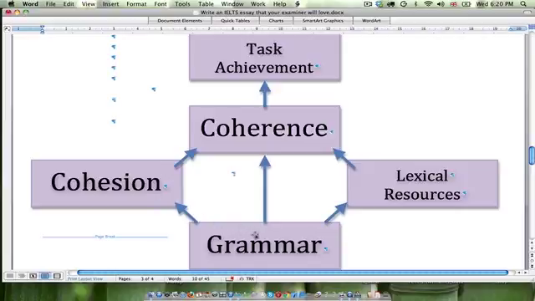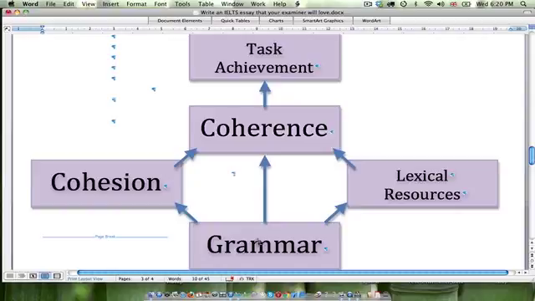Now, grammar also directly affects coherence. So students that are weak in grammar, often their sentences will be difficult to understand. The examiner will have to read them 2 times, 3 times to pull out the meaning. Sometimes they can't pull out the meaning at all. So grammar affects coherence directly. So we have grammar with a very direct effect upon these 3 different sections.